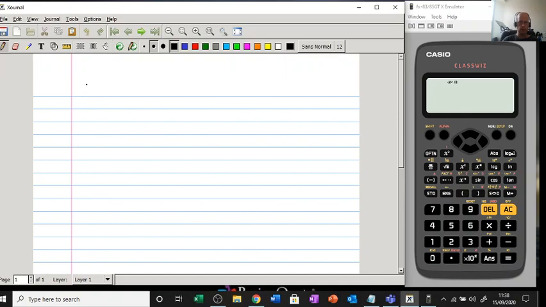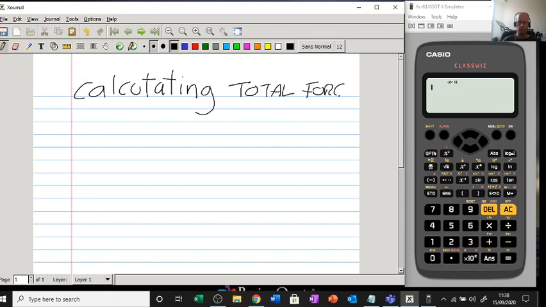This is on calculating. Because we've done conditions for equilibrium, so we're going to calculate total forces. That's wrong. It's meant to be forces, right? Total forces in horizontal direction and vertical.